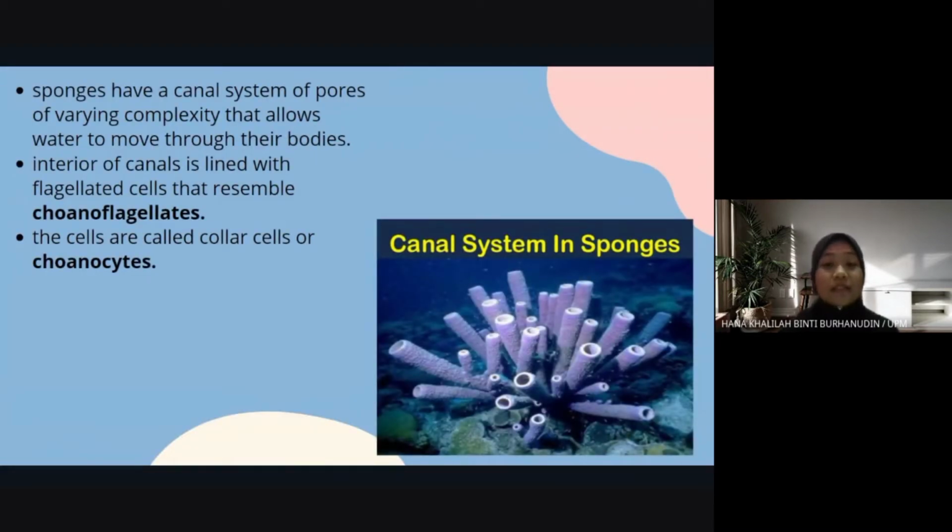This is the canal system in sponges. Sponges have a canal system or pores of varying complexity that allows water to move through their bodies. The interior of canals is lined with flagellated cells that resemble choanoflagellates. The cells are called collar cells or choanocytes.